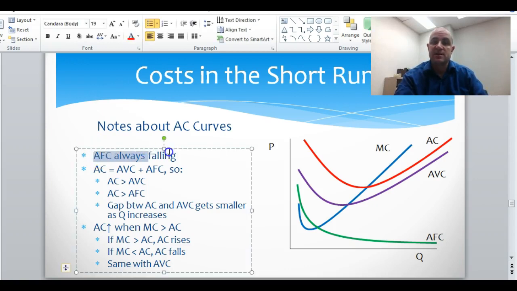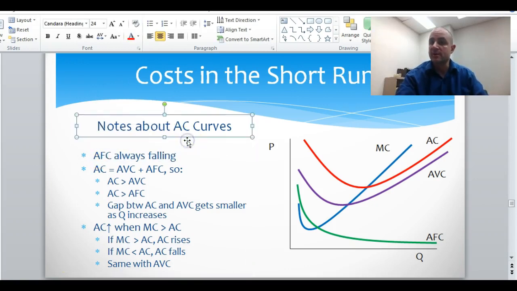Average fixed cost is always going to be falling. Because if you think about it, the average fixed cost is the total fixed cost divided by the quantity. Well, the total fixed cost never changes, and so as quantity gets larger, the average is going to get smaller.